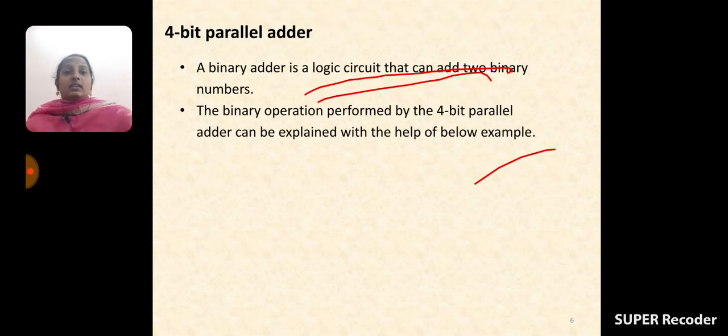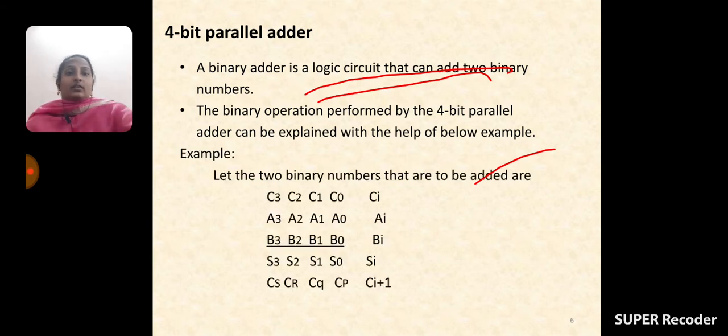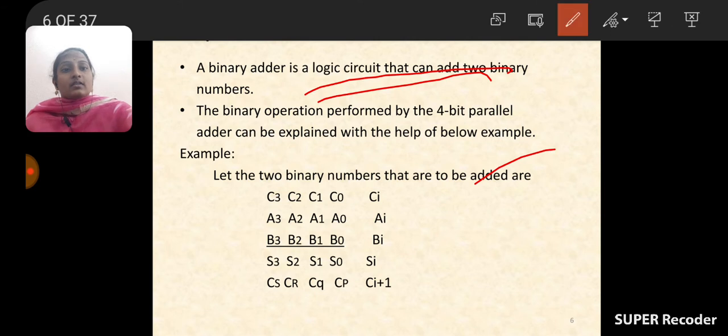Now see here, it is a circuit that can add 2 binary numbers. A-i, B-i: here A means A0, A1, A2, A3, which is one nibble, and B0, B1, B2, B3 is some other nibble. While adding bits A0 and B0, S0 will be produced and carry C0. By adding these two bits, S0 is produced and carry C0.